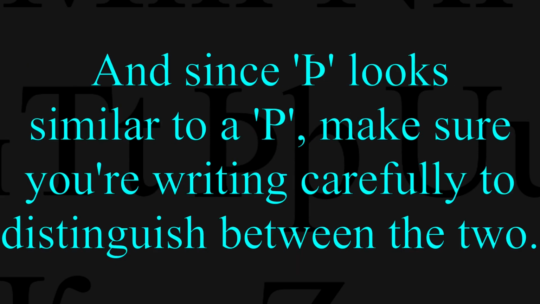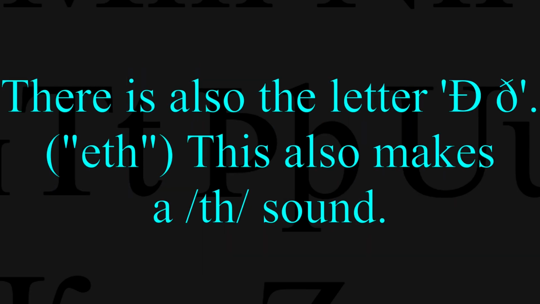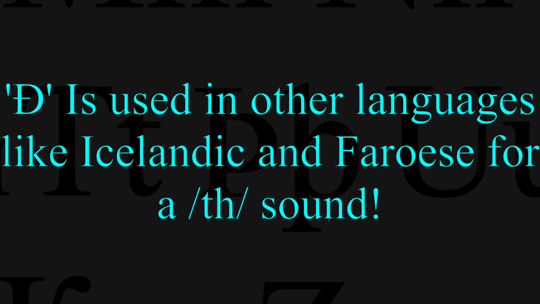And yes, I know it looks similar to a P, but I've written words with my updated English alphabet, and I was easily able to distinguish which one was P and thorn just from carefully writing them in words. Oh, and by the way, I know there's another letter that makes a TH sound, which is called eth. This letter is actually used in languages like Icelandic and Faroese, and was used as a sort of TH sound.